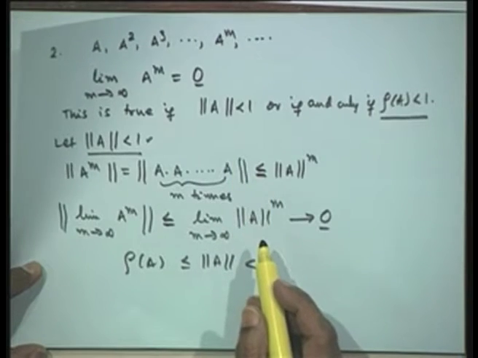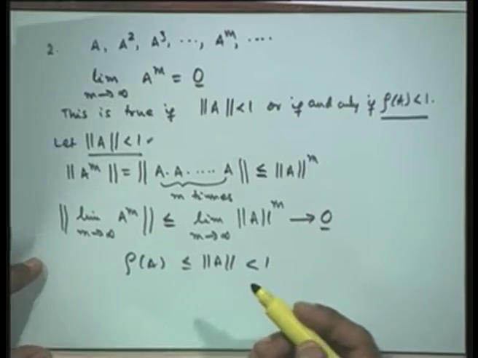Sir, this shows that norm goes to 0, not matrix goes to 0. You see, if the norm goes to 0, its measure is going to 0. Let us take any definition of a norm.